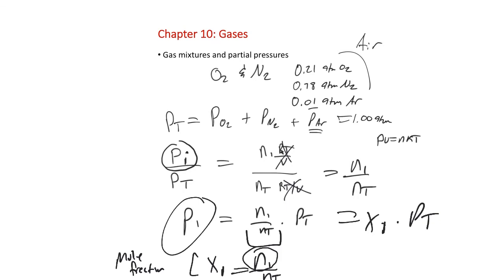Let me also change this. Usually we use Ni here, not N1, so let me change these to I. So the partial pressure of component I compared to the total pressure is the moles of I times RT divided by V, divided by the total number of moles times RT over V. And so then RT over V cancels, so we have Ni over NT, and the partial pressure of I is equal to the mole fraction of I times the total pressure. So we'll relate some properties of partial pressures and use this relationship here with the partial pressure. This is Dalton's law of partial pressures.